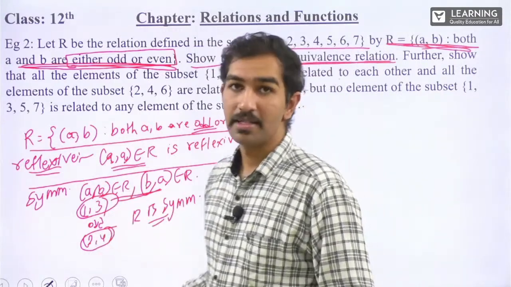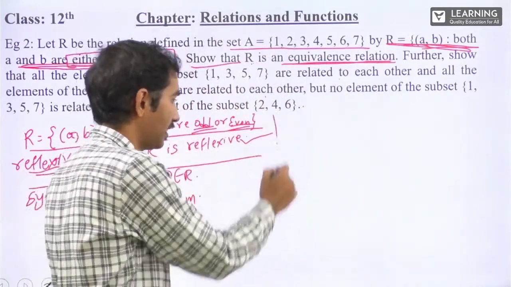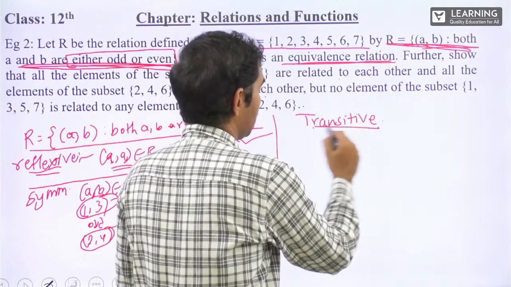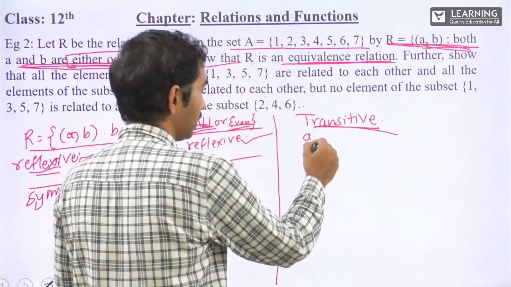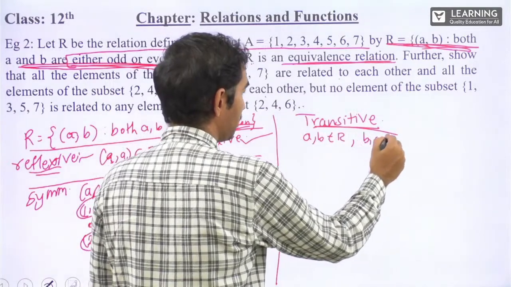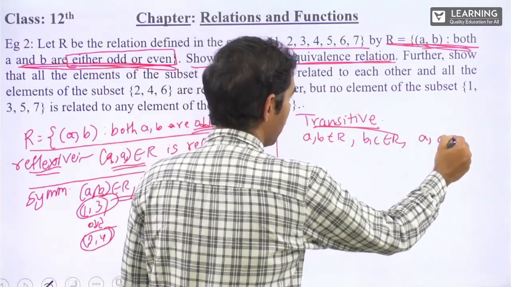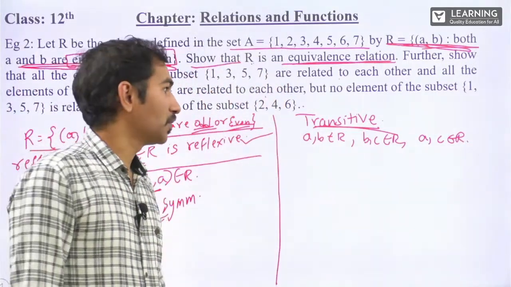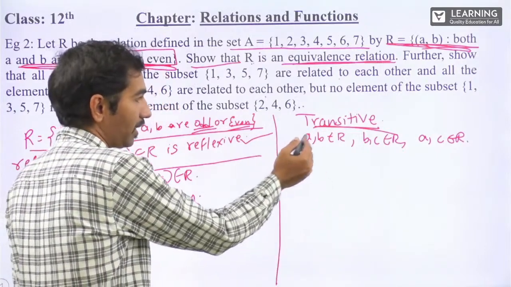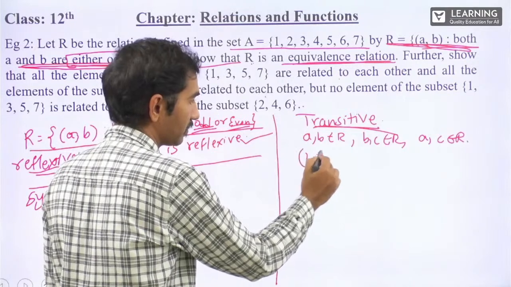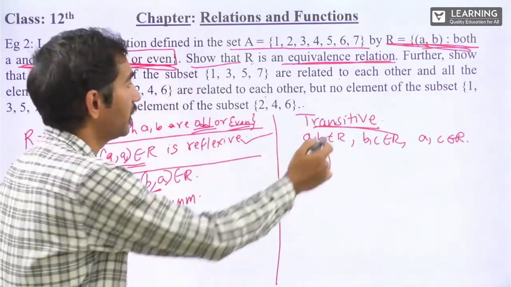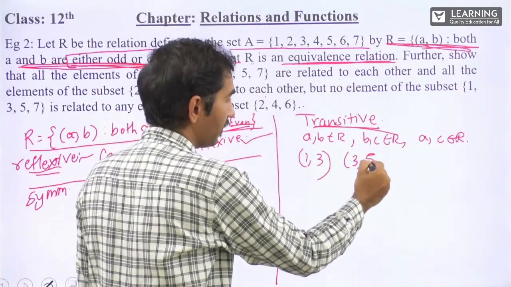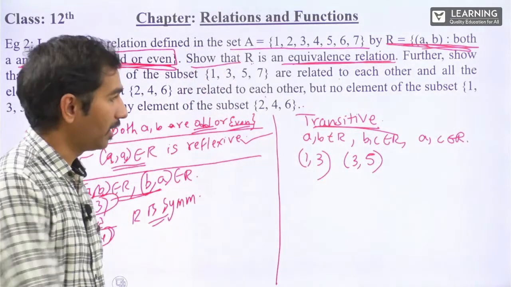Next, what do we have? Reflexive is done, symmetric is done. Next we have transitive relation. So what is transitive relation here? If (A, B) belongs to R, (B, C) belongs to R, and (A, C) also belongs to R, then we call that relation a transitive relation. For example, if (A, B), let us take it as (1, 3). Both are odd, so we'll take the odd case first. For (B, C), again we'll take the odd case only, (3, 5).